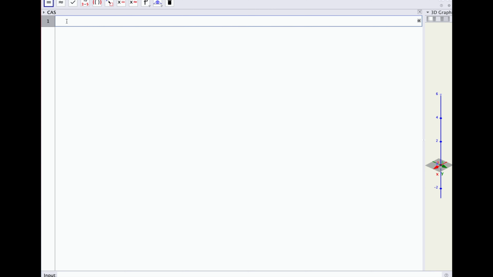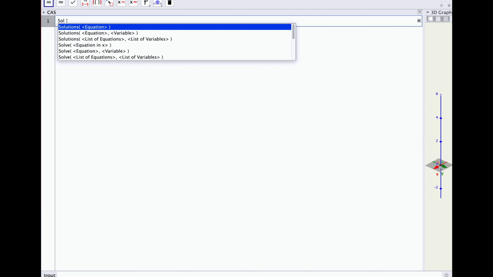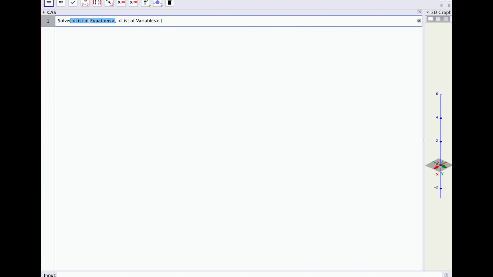And now if I want to do that, I need to use this solve instruction, and you see that there is a solve, not solution, solve, list of equations, list of variables. You click on it, and then you start typing your equations. So here you have to be careful. The typing should be inside curly brackets, okay? And then I will start typing it.